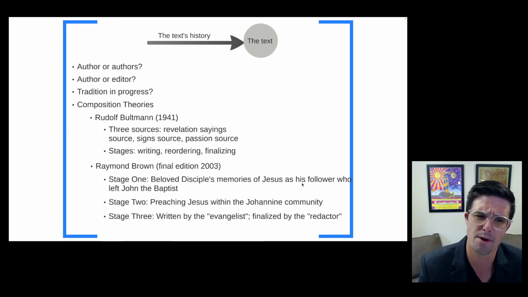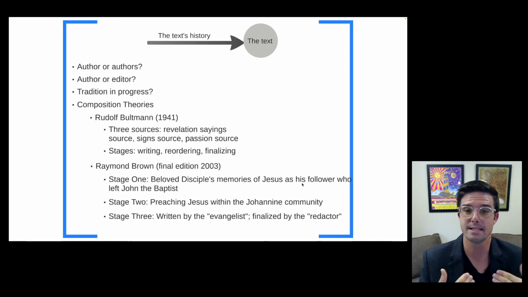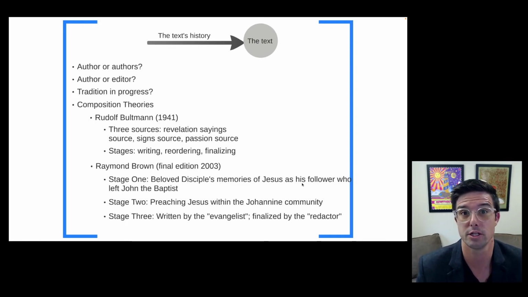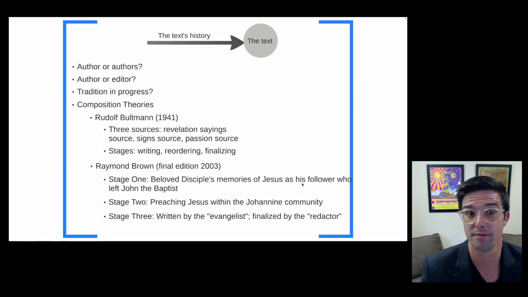So for Raymond Brown, we have different stages of how the tradition progressed. So at stage one, we have the beloved disciple, who is named as the writer or the author of the Gospel of John in the gospel itself.